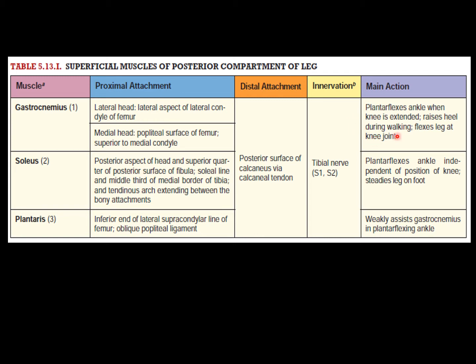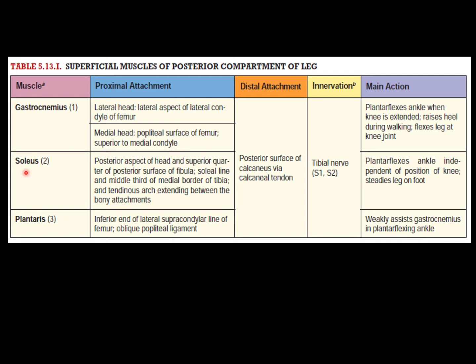And the other function, because we have discussed that it is attached to the condyle, so it also helps in flexing the leg at the knee joint. Now, another thing which is important for the function of gastrocnemius is that it powerfully contracts when we run or when we jump. So the main action of gastrocnemius comes when we are running or when we are jumping.